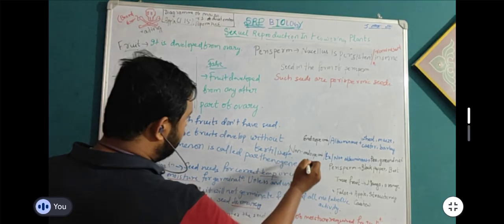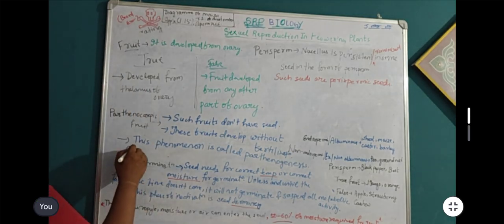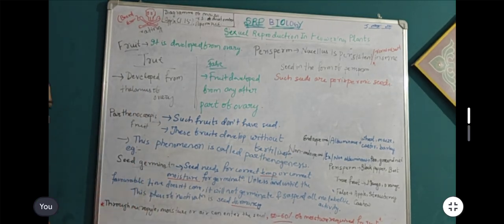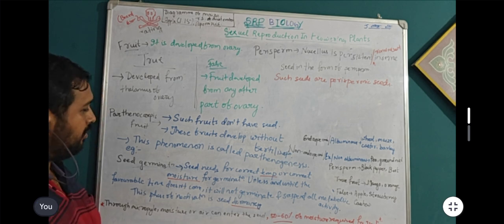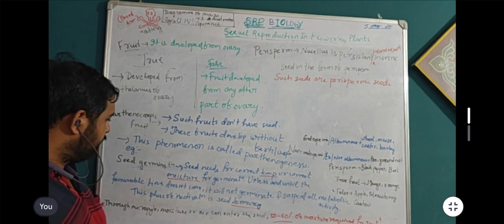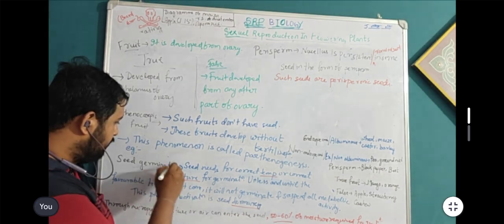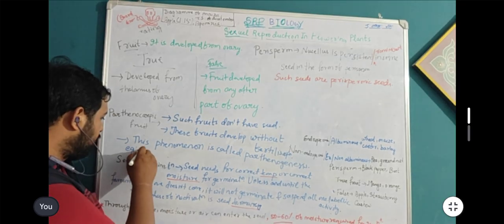Both of you are clear? Example? Can anyone give me an example? One example Swastik, give me, one example Ananta, you give. Okay, banana. Another example, Swastik?